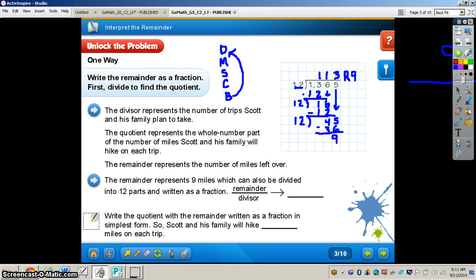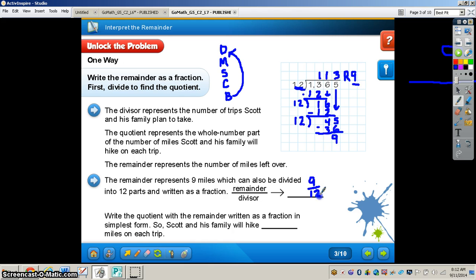Okay, so the remainder represents 9 miles, which can also be divided into 12 parts and written as a fraction. You can take that 9 and make it into a fraction over the divisor. So if you ever need to make that remainder into a fraction, the remainder is always the numerator, and the 12, the divisor, is the denominator. So that's 9/12. If the remainder were 5, it would be 5/12.